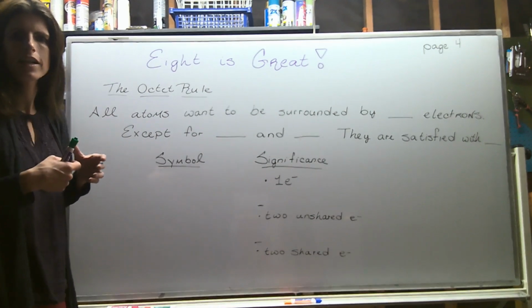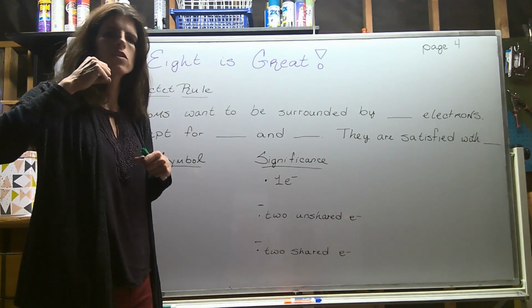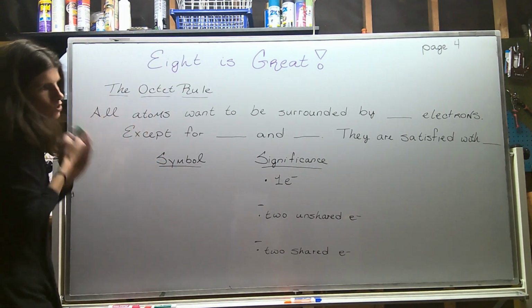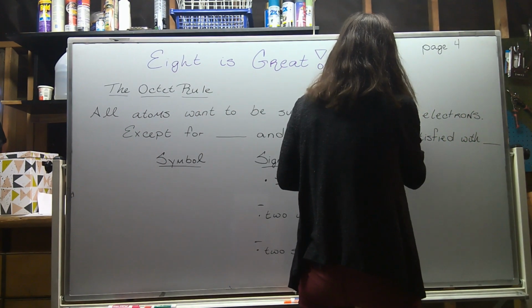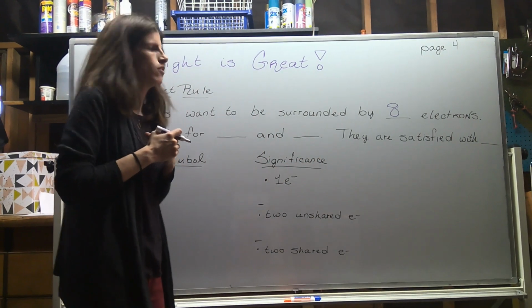And so on the handout there, I have a picture of Tony the Tiger. You can imagine him saying 8 is great. And so all atoms want to be surrounded by 8 electrons. 8 is the magic number here. They want that full valence shell.